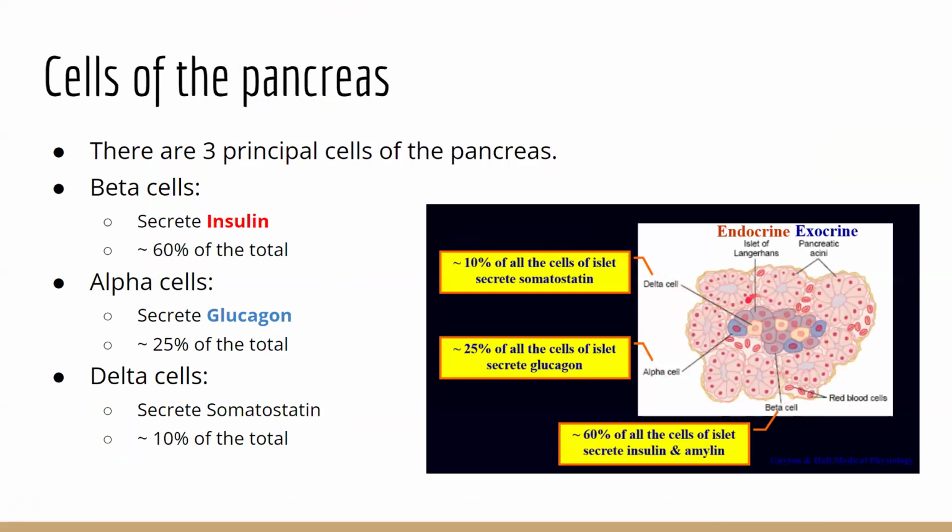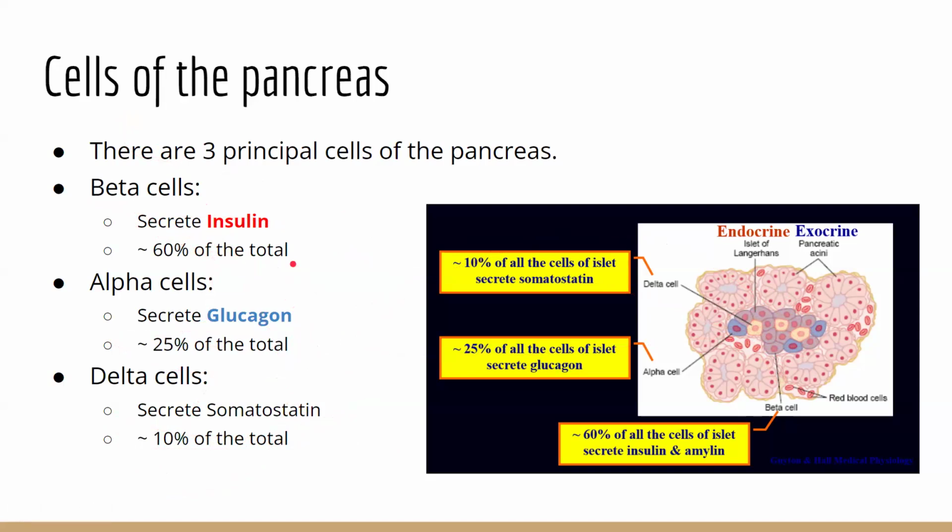So you have the acini again here, and the islets of Langerhans here. The alpha cells are in the periphery, the beta cells are near the middle, and the delta cells are somewhere in between. The beta cells form most of the islets of Langerhans, 60% of the total. The alpha cells form 25%, and delta forms 10%. Beta cells secrete insulin, alpha cells secrete glucagon, and delta cells secrete somatostatin. You need to know these three, the main ones.